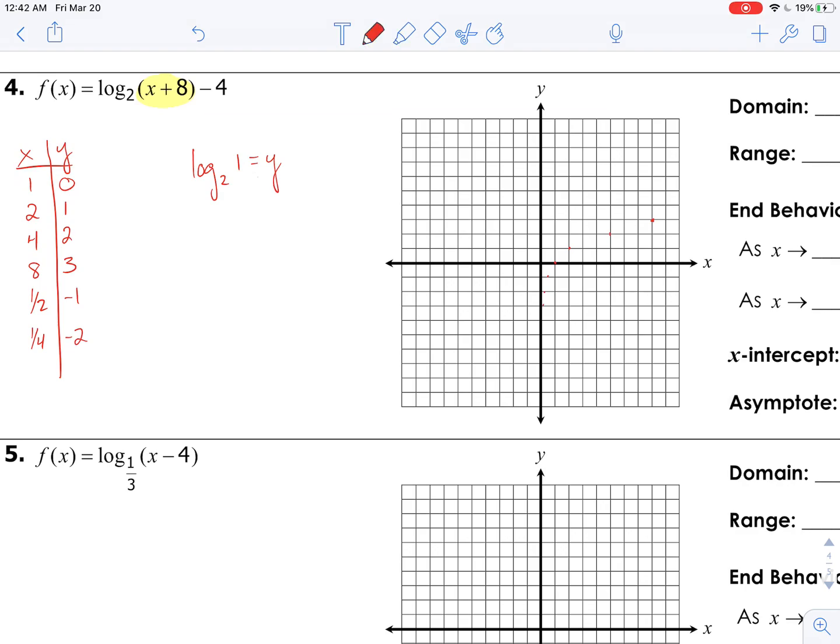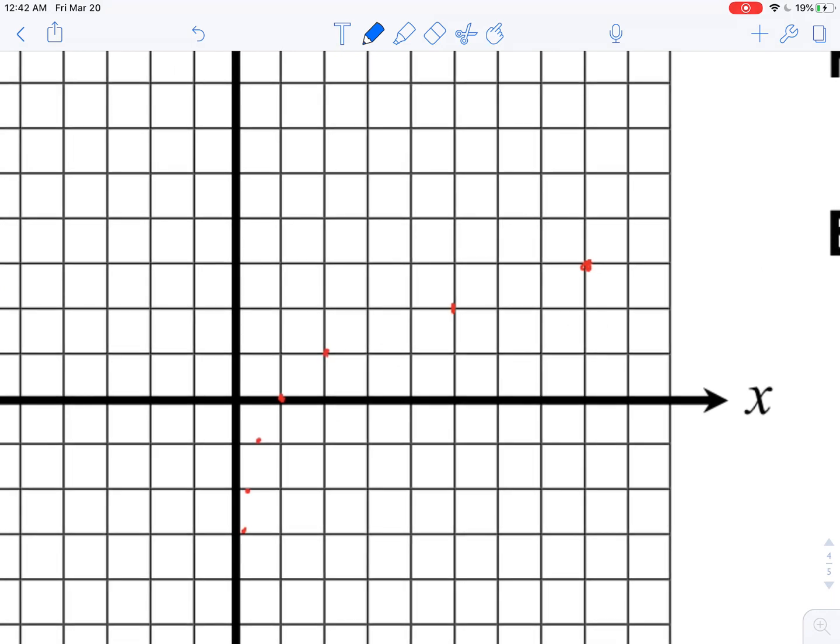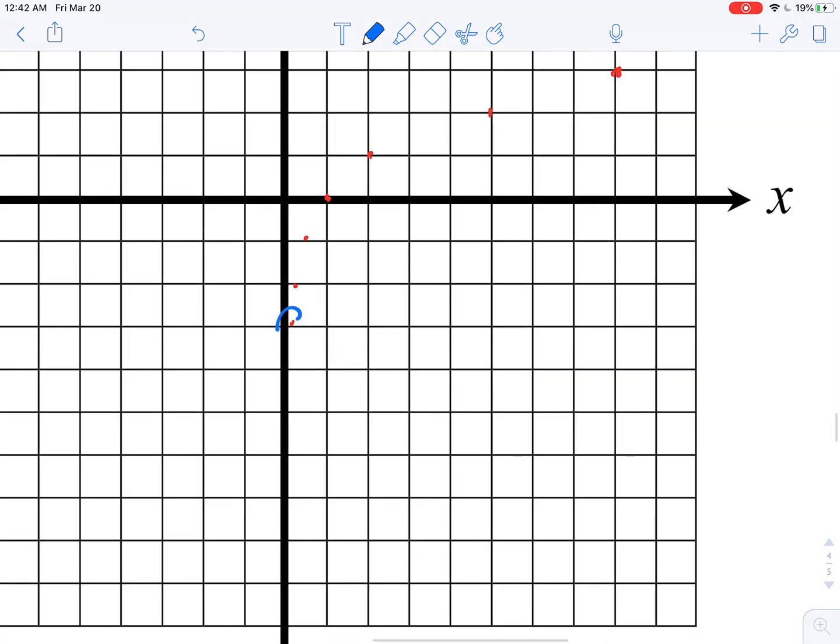Now, in the parentheses here with the x, I've got a +8, which means that this must be shifted left 8. Remember, it's always the opposite of what you see there in the parentheses. And then I've also got a -4, so left 8 and down 4. There's no stretch, no compression, no flip, nothing like that. So I'm taking all these points going left 8 and down 4.